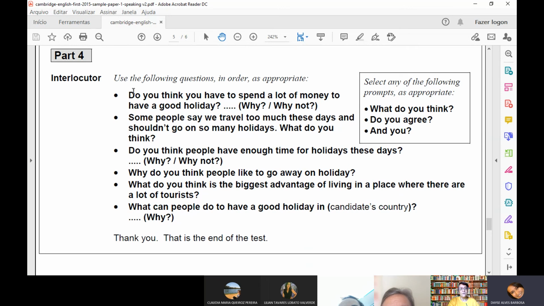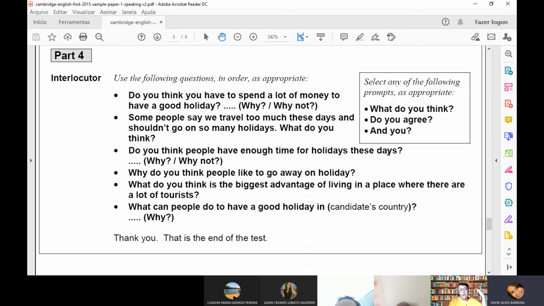And part 4 is the following questions in order as appropriate. These questions will be asked to the candidates. And at the end, when all the questions have been asked, when the interlocutor feels the candidates are having some hard time answering, we may ask these prompt questions. What do you think? Do you agree?